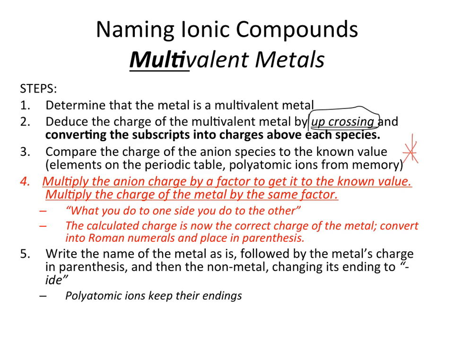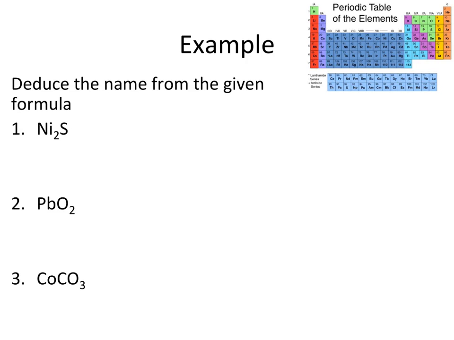If the value is the same, then we don't really have to do anything. The charge that's above the metal is the charge of the metal. However, sometimes it's different because remember that we simplify some things. So if it's not the same, we're going to have to multiply it to get it to that same value, the known value. But what we do to one side, we do to the other side. So that means if we multiply the non-metal, we'll have to multiply the metal. And then that new charge on top of the metal is the actual charge of the metal. And we'll put that into Roman numerals, again using the same rules, changing the ending of the first one to -ous and the second one to -ic. So let's see an example here.